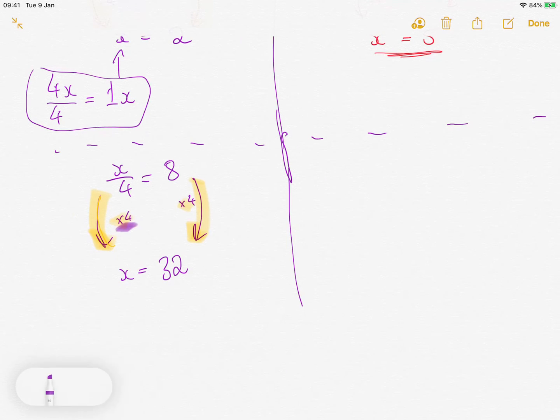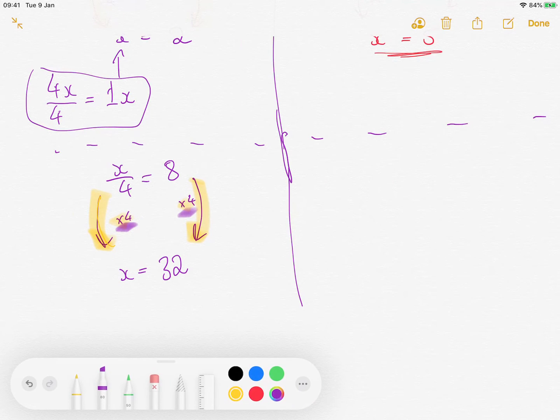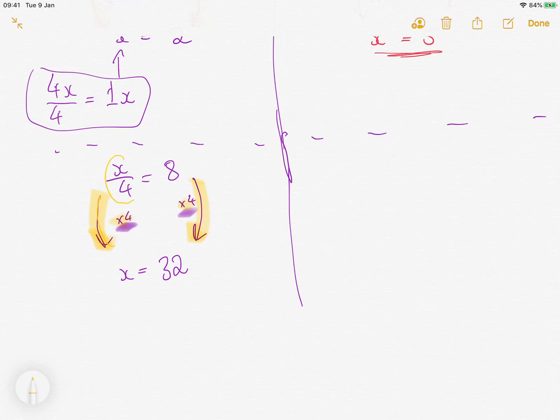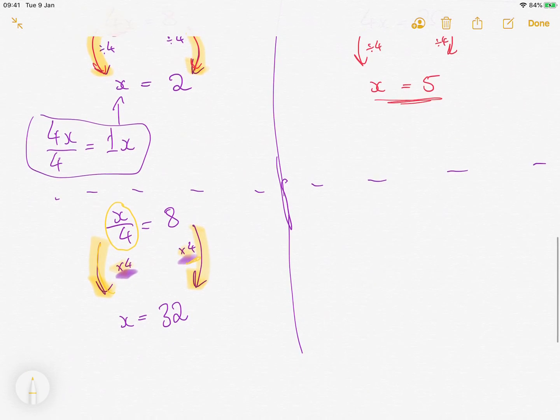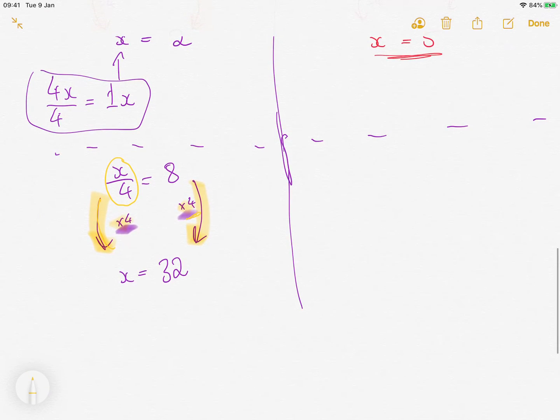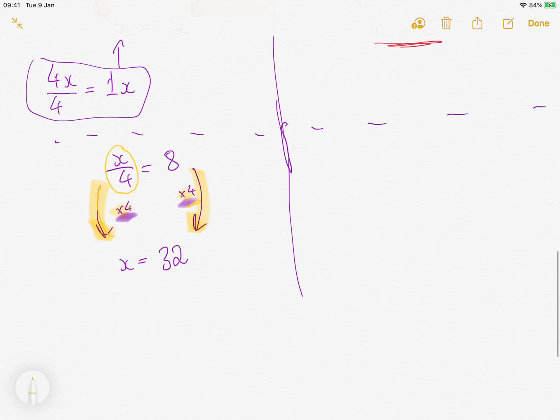So what that means is I've timesed both sides by 4 because at the moment x is being divided by 4. So to do the inverse of that and get rid of it, I multiply by 4. If I multiply the left hand side by 4, I have to do the same to the right hand side, remember, because we do the same thing to both sides. So then I do 8 times 4, which is 32.